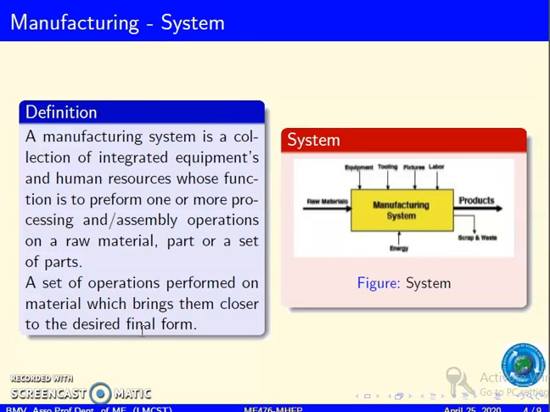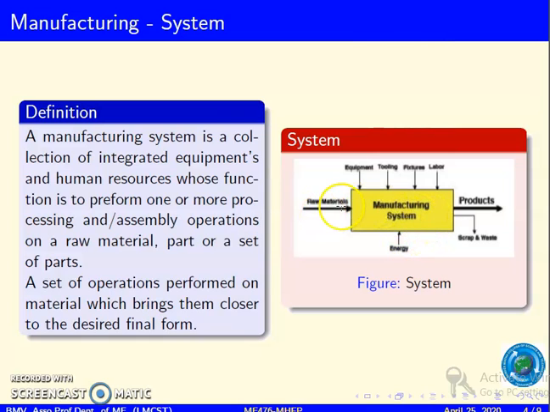We will focus on these 2 points, that is processing and assembly, and also on this raw material. And let us take this example of a car as the desired final form. So a company is manufacturing a car and we are focusing only on the manufacturing plant and considering this as a system.